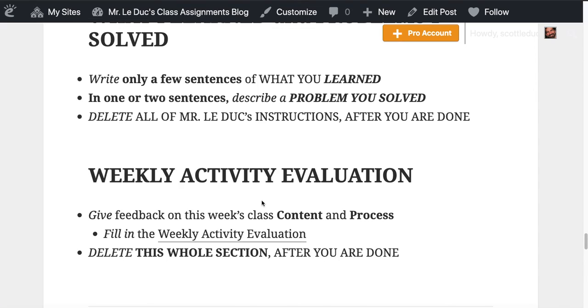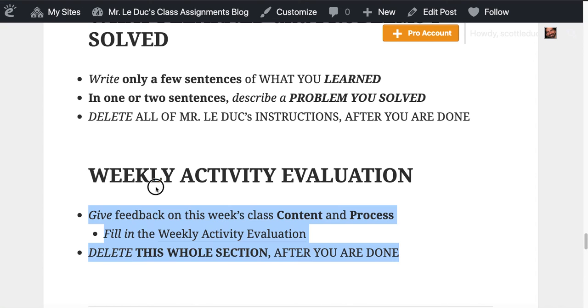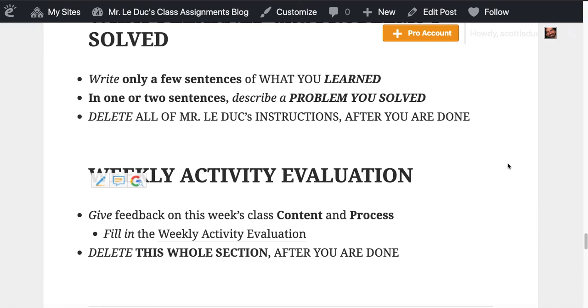Fill out the survey, and just remember, I've been saying this to my classes, that I will waive the final at the end of the semester if you have most of these published. So get on it. Do this because this is a high-level leadership activity of giving feedback on the content and the process of the class. And when you're done, delete this whole section. That's it. Have fun.